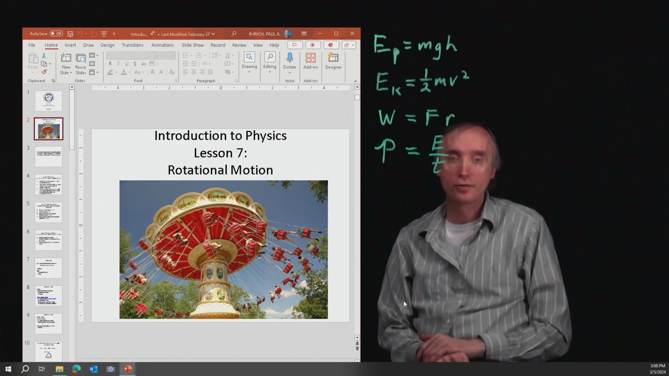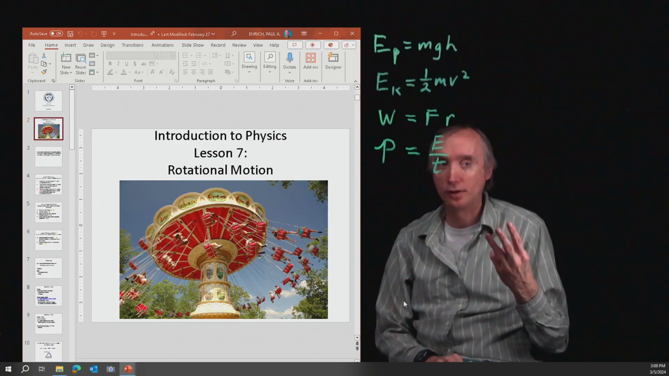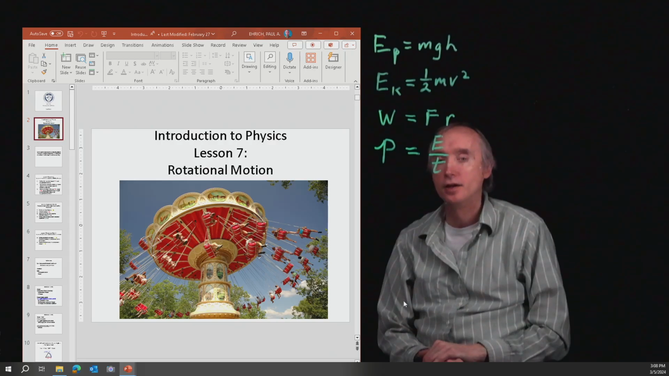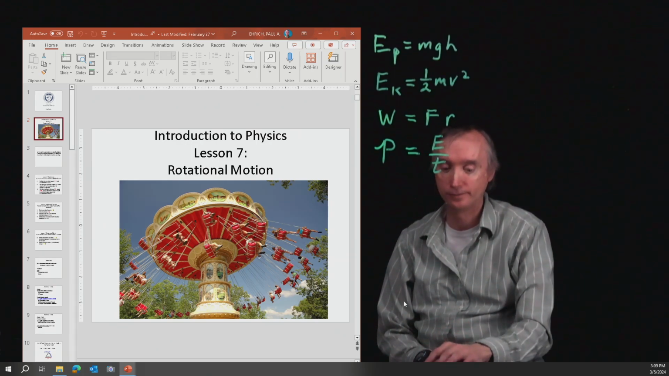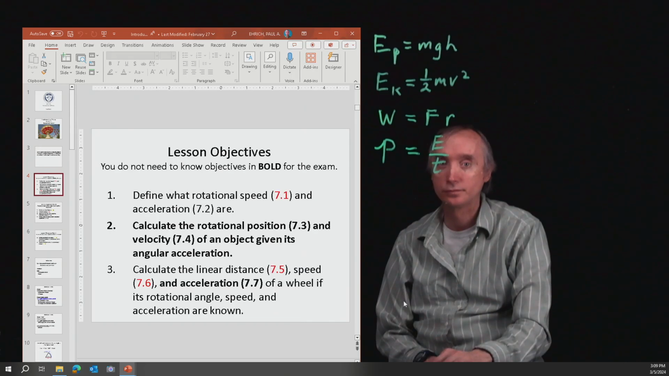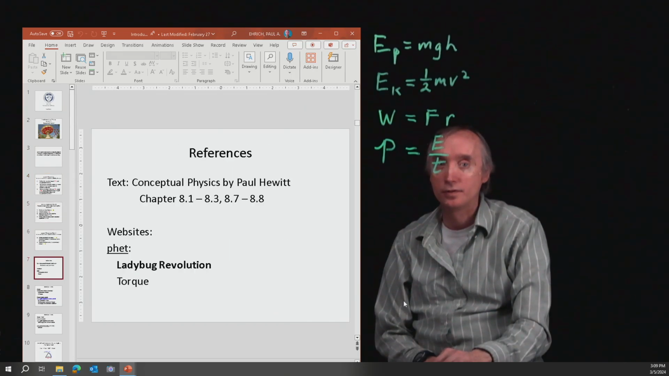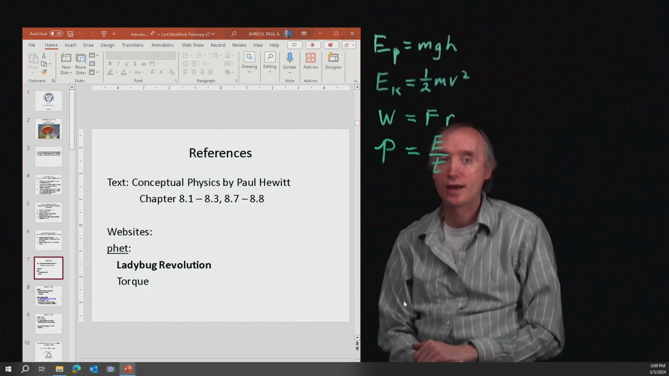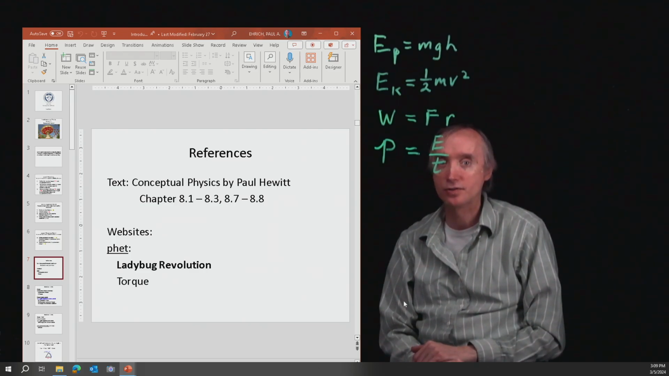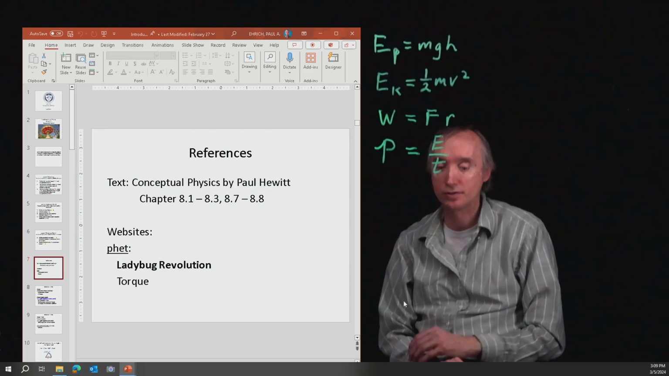Okay, we're 1/4 finished, so we've got 3 more lessons that we need to go over for the Unit 4 exam. Now this is a review of lesson number 7, on things that are rotating. This is going to be chapter 8 out of your textbook, sections 1, 2, and 3, and then section 7, and then section 8.